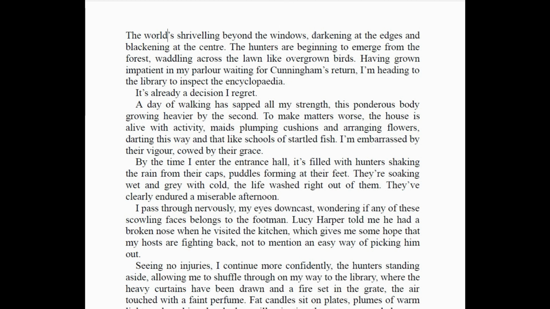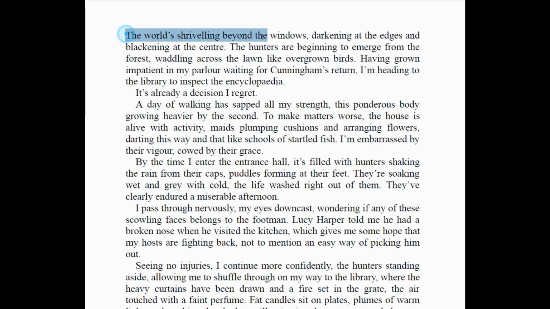But notice then afterwards we have a comma and we have darkening at the edges and blackening at the centre. So you could consider this a list of 3 verb phrases. If you want to, you could consider it a list of 3 finite verbs. The world is shrivelling, and it is darkening at the edges, and it is blackening at the centre. But we just miss the verb to be each time. But you could consider these 3 finite verbs with a subject, the world, yeah, each time.